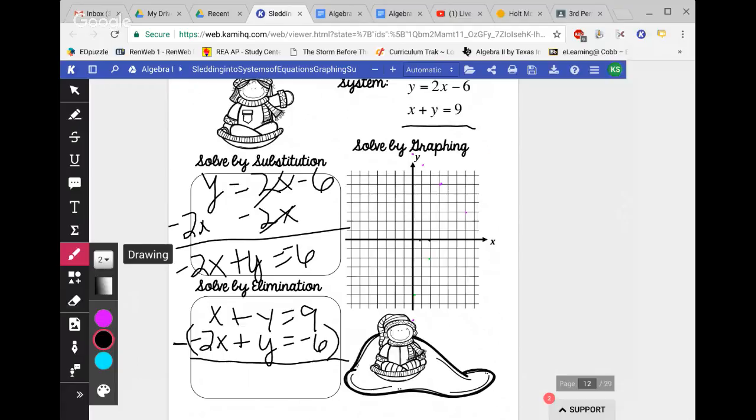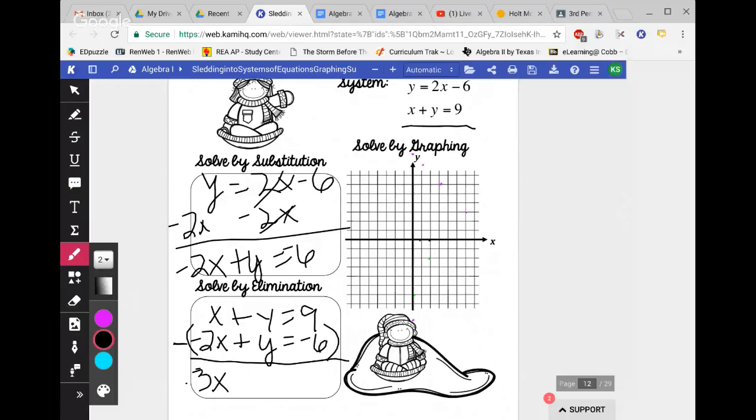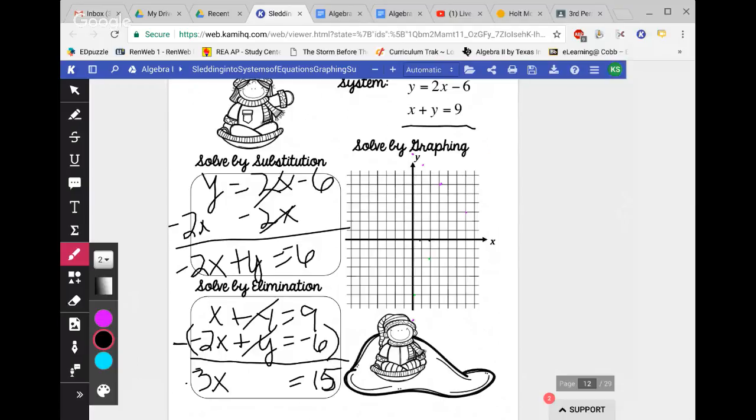So what's that give us? 3x. Yes, ma'am. And now we have y minus y. So those are going to eliminate, which is what we wanted from the beginning. And now we have 9 minus a minus 6. So what's that give us? 15. Yes, ma'am. Good job. Okay, and now you're going to divide both sides by 3 to get x by itself, and you have x equals 5.